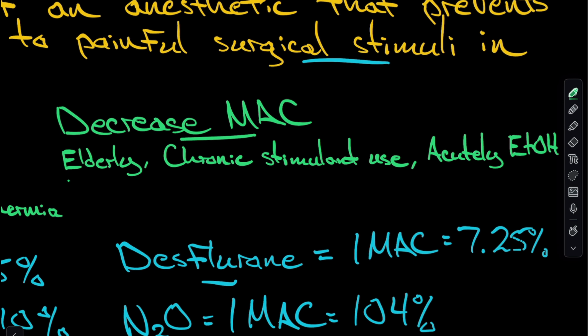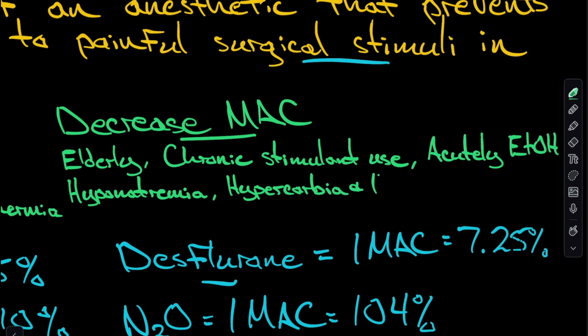as opposed to hypernatremia, hyponatremia is going to decrease your MAC requirements. Hypercarbia and hypoxia will both decrease your MAC requirements. Hypothermia, as opposed to hyperthermia, would decrease your MAC requirements. Pregnancy, and then anemia. If someone's anemic below a hemoglobin of 5, that can also decrease your MAC requirements.